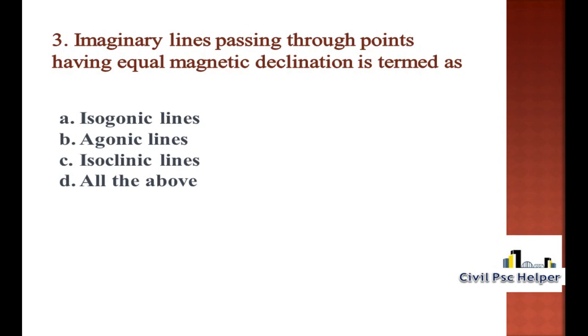Third question. Imaginary lines passing through the points having equal magnetic declination is termed as option A, isogonic lines, option B, agonic lines, option C, isoclinic lines, option D, all the above. The imaginary lines passing through points having equal magnetic declination is termed as isogonic lines. Option A is correct.